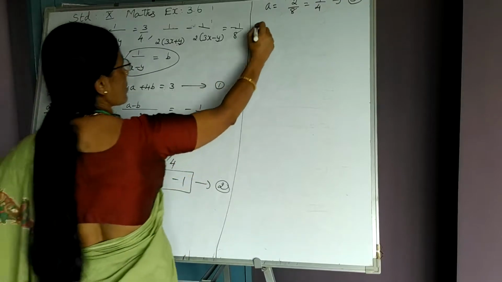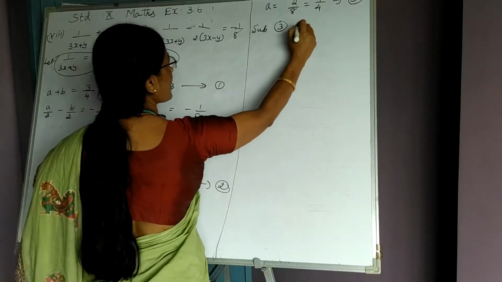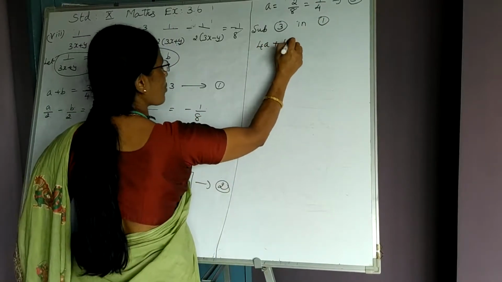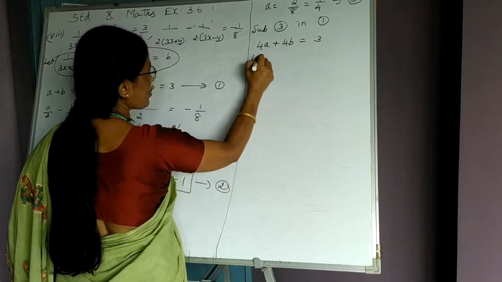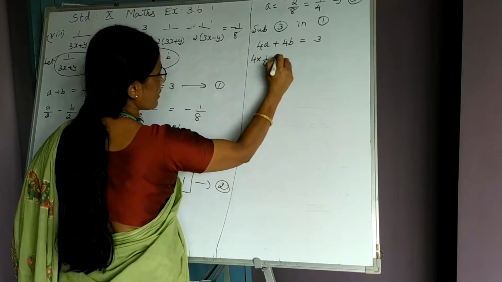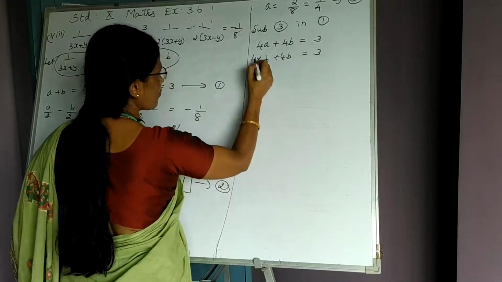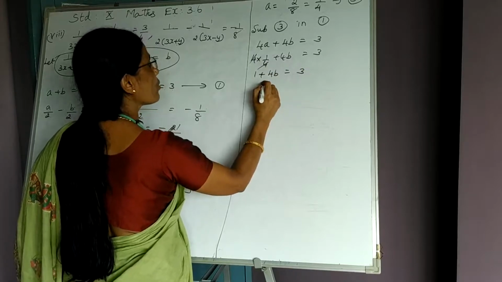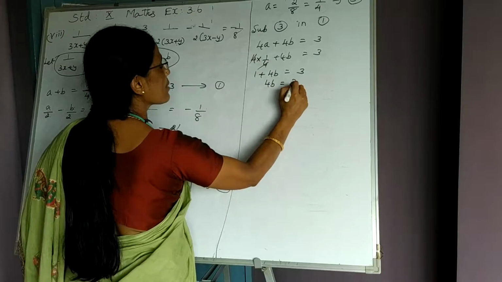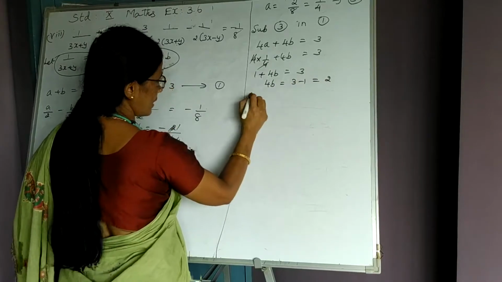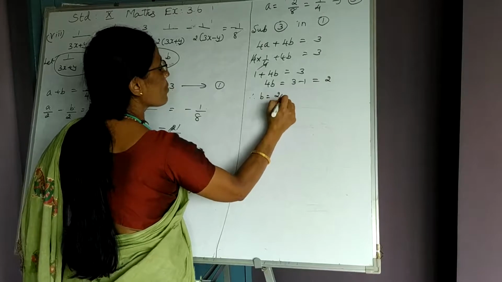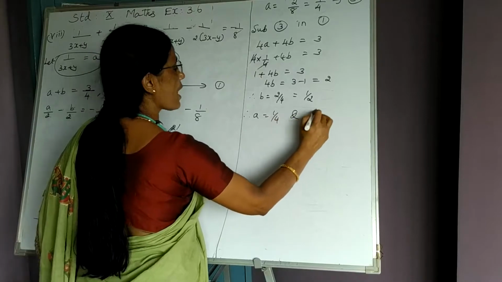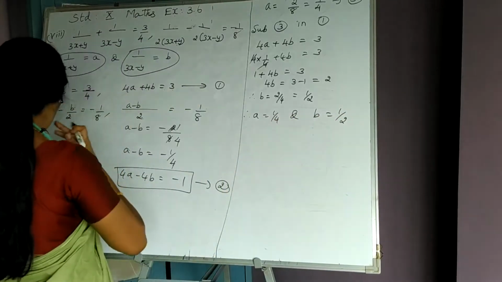This third equation can be substituted in the first equation. So, substituting third in the first equation. The first equation is 4a plus 4b is equal to 3. Substituting the value of a, 1 upon 4 here, we will get this. This gets cancelled. 1 plus 4b is equal to 3. Therefore, 4b is 3 minus 1, which is equal to 2. Therefore, b is 2 upon 4, which is 1 upon 2. Therefore, a is equal to 1 upon 4 and b is equal to 1 upon 2.